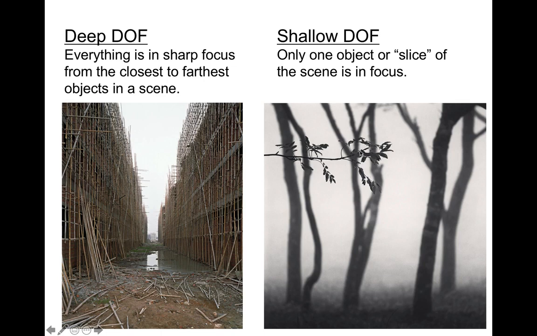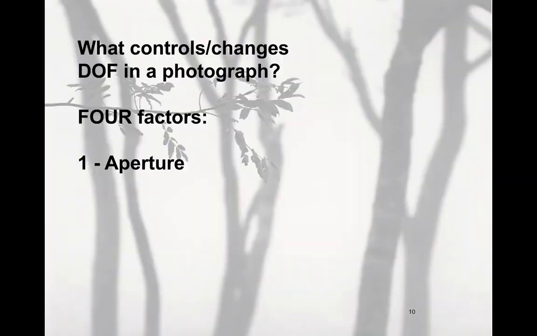So the only thing that is in focus is this branch that is in the front, this slice of the scene. Behind it, the trees behind are actually out of focus. This was likely taken with a much longer lens, and that accounts for both the shallow depth of field, but also the fact that these trees feel like they're really pressing up against the branch, whereas here, this feels like it's very, very far away.